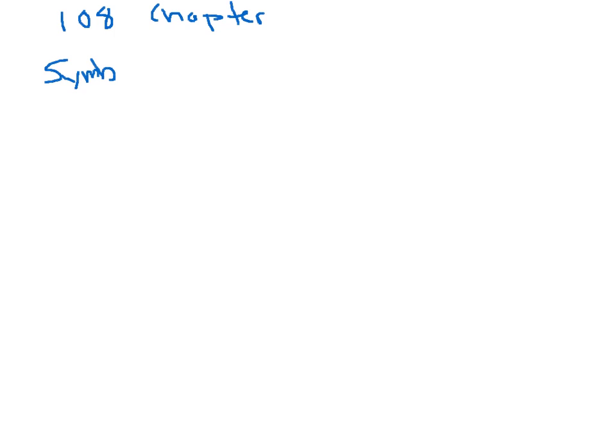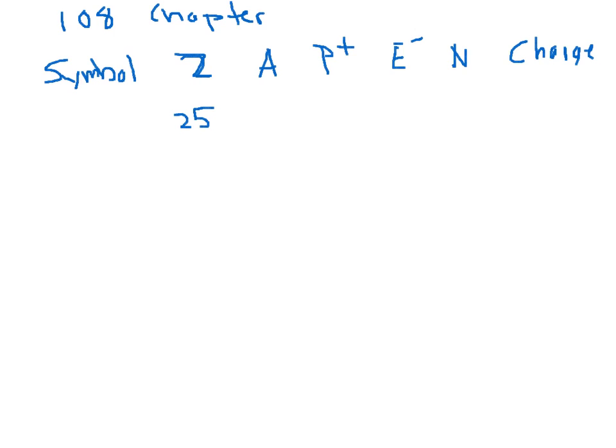It says symbol, then it says Z, then it says A, and then it says protons, and then it says electrons, and then it says neutrons, and then it says charge. Alright, so second one down, they're telling me Z, and it says it's 25. A is 55.